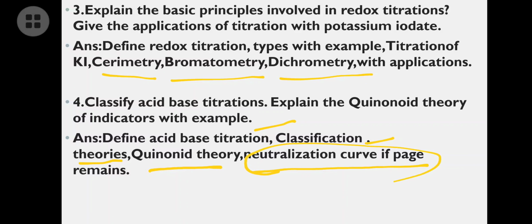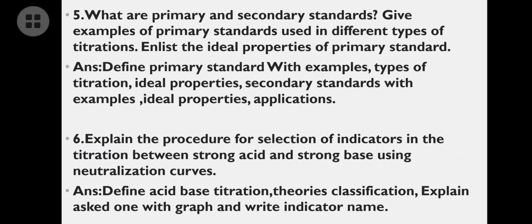Very important. Next is the fifth one: what are primary and secondary standards, examples of primary standards, different types of titrations, and ideal properties of primary standards. Here first you define the primary standard with example, then you write the types of titrations and the ideal properties. Then you go for the secondary standards, the same with examples, you write the ideal properties for secondary standards also, and you have to write the applications.